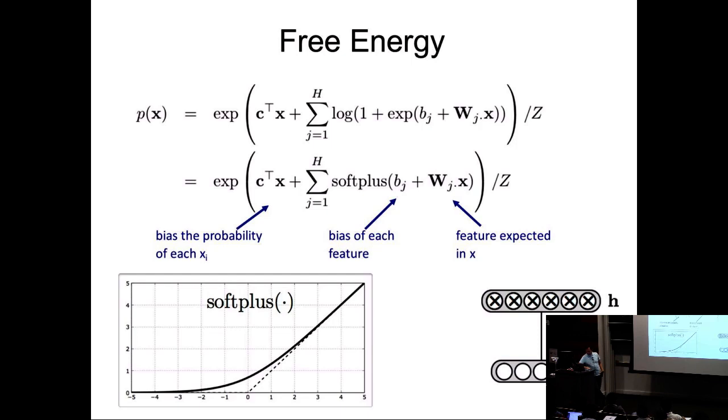So here is the bias of each xi, the bias of each feature, and is a feature expected in X, right? So this tells you something about the bias of each feature, and this is telling you something about the expectation of the existence of a particular feature in the data.